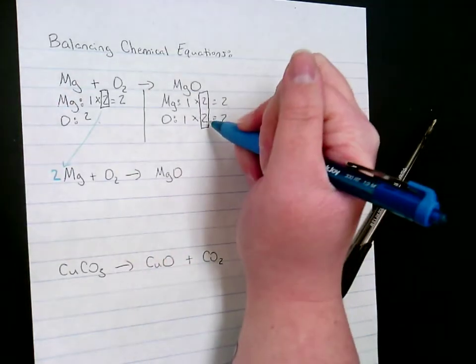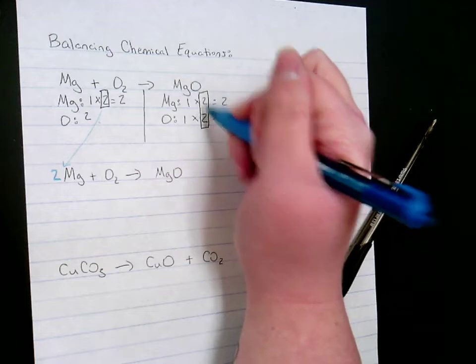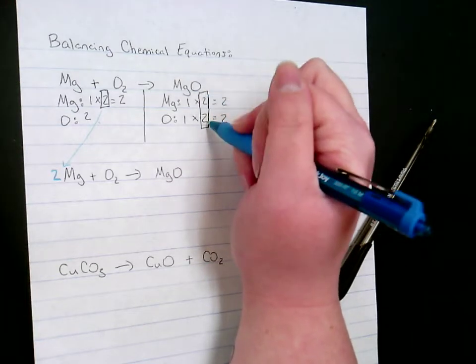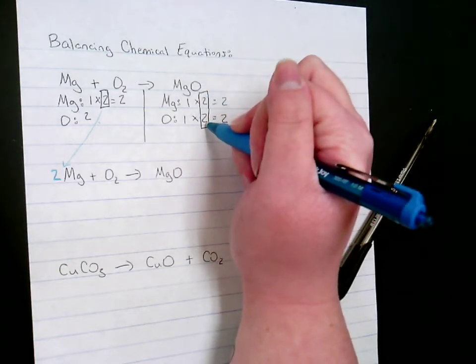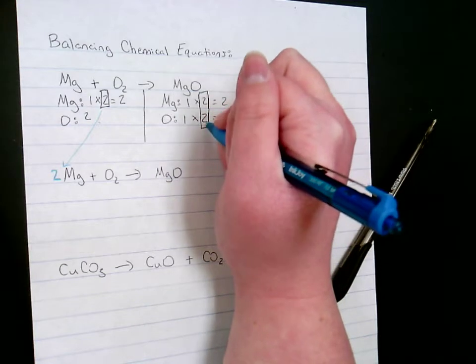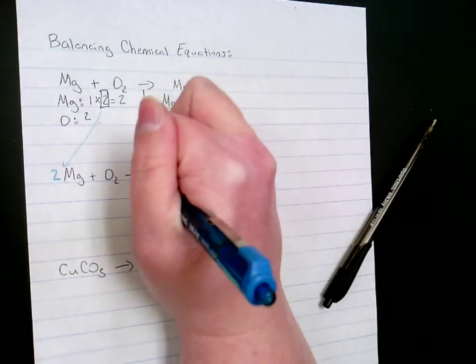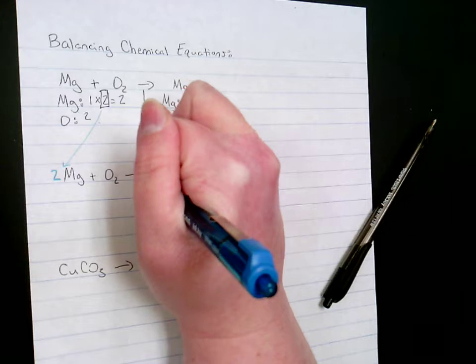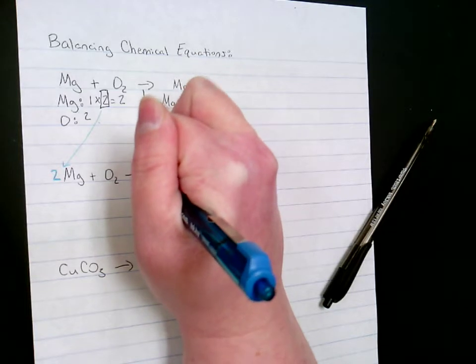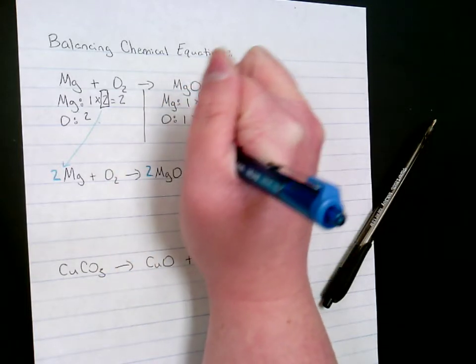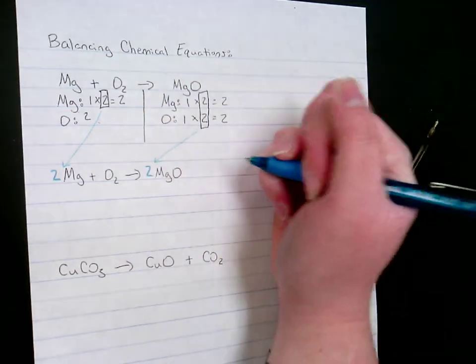And over here on my product side, I also multiplied this by 2. So just like what we did before, we're going to take that multiplier, that 2, and we're going to put it in front of the magnesium oxide as the coefficient.